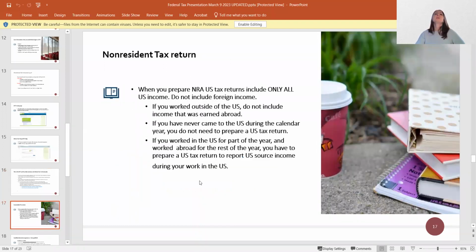So, for the non-resident return, let's highlight what is important to remember. When you prepare a non-resident tax return, you only worry about US income. Do not include any foreign income. So even if you work for UCSC, you started to work in the US in June, then in September you had to work outside of the US for 2 months, and then you came back, as a non-resident you're not going to be taxed for the time while you were working for UCSC from a different country.